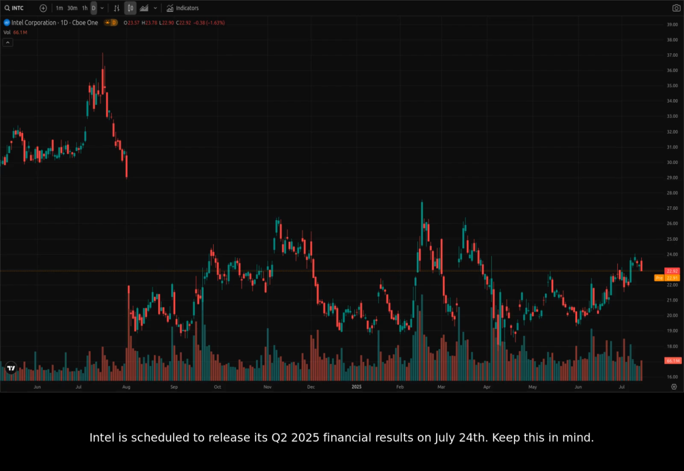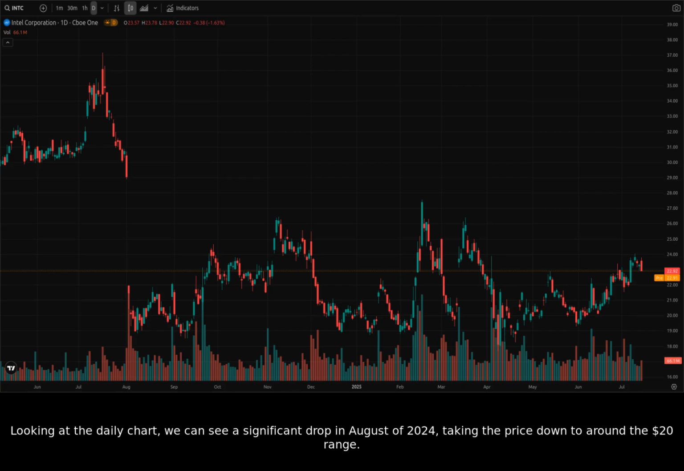Intel is scheduled to release its Q2 2025 financial results on July 24th. Keep this in mind. Now, let's move on to the chart analysis, starting with the daily chart. Looking at the daily chart, we can see a significant drop in August of 2024, taking the price down to around the $20 range. There was some recovery in late 2024, but the stock has been generally trading in a range between $18 and $28 since then.